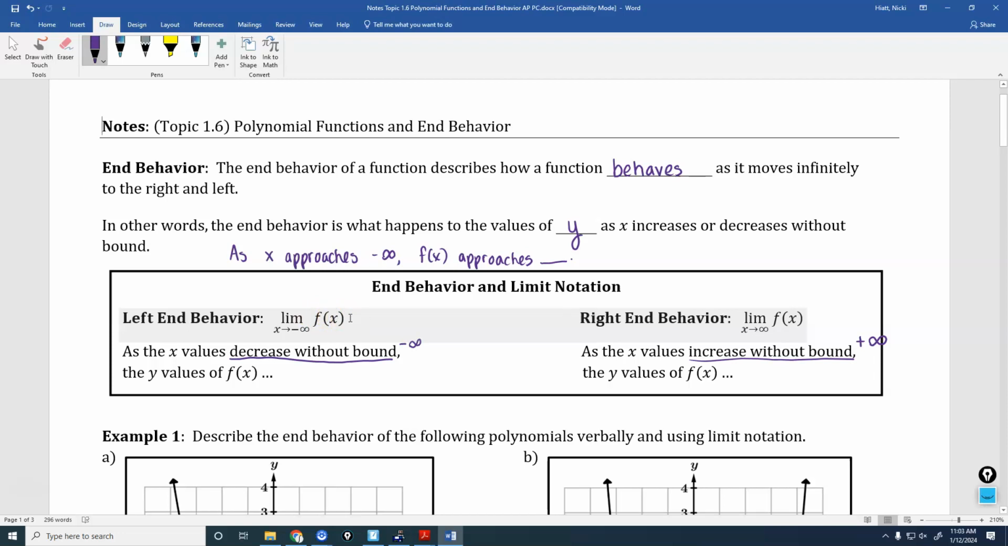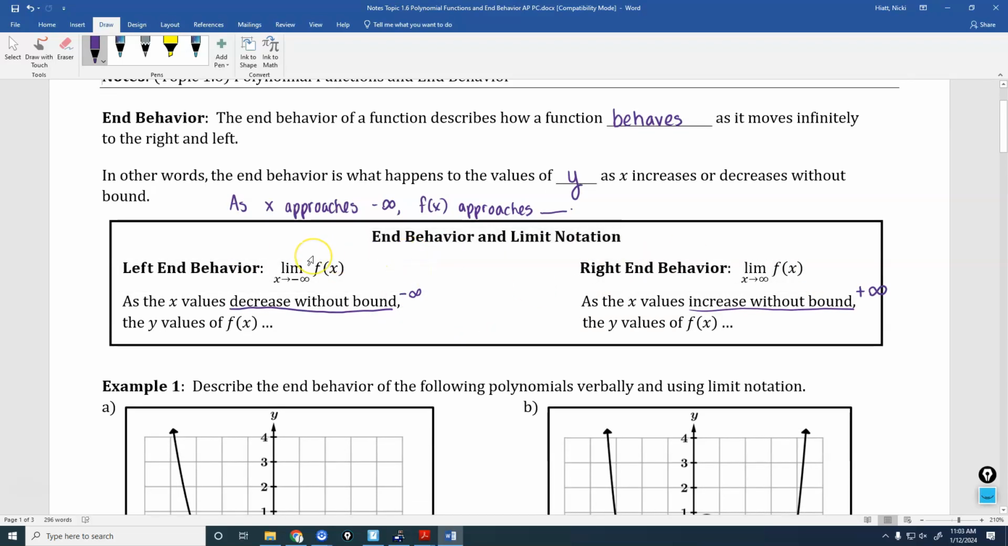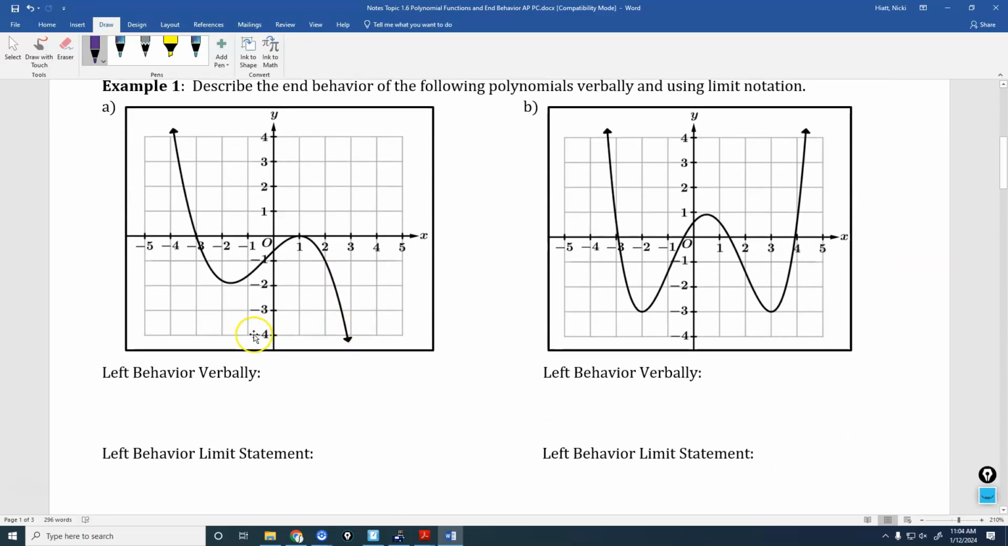It just means as your x values go towards negative infinity, that's the x approaches negative infinity, what happens to f of x, the y values of that function there. And notice this is your left side of the graph, because that's where x approaches negative infinity. If you have x approaches positive infinity, that is the right side of the graph. Okay. So this is new notation, but I think as you see us do the problem, you won't have a lot of issues with that. So let's start from graphs.